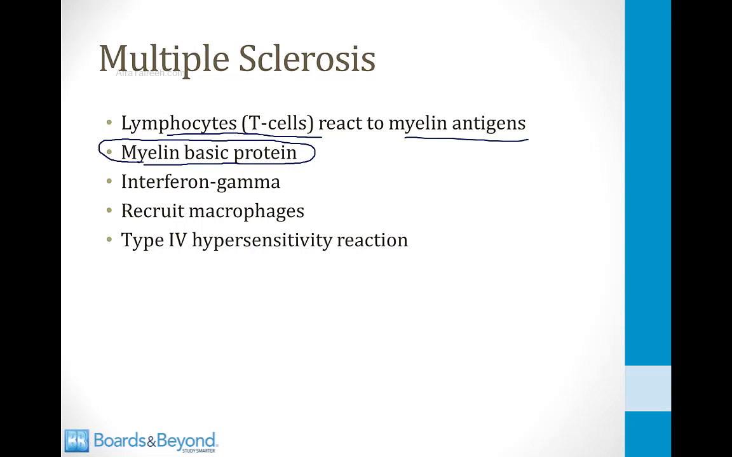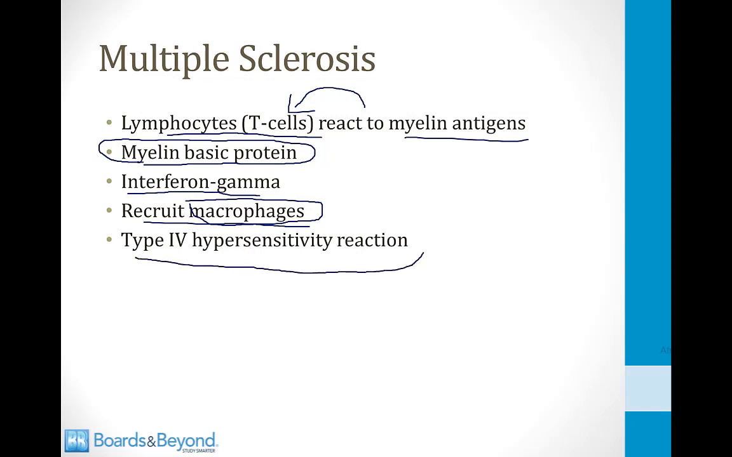A very important cytokine in multiple sclerosis is interferon gamma, which, as you may know, is often released by T cells, so this makes sense. And interferon gamma can recruit macrophages, and macrophages are also very important in the pathophysiology of multiple sclerosis. And then finally, you should know that multiple sclerosis is often classified as a type 4 hypersensitivity reaction. So type 4 hypersensitivity reactions are those that involve T cells and macrophages and don't involve antibodies. Now, in reality, this is probably an oversimplification. Antibodies do have some role in multiple sclerosis, and B cells also have some role, but this is the way to remember it for step 1.